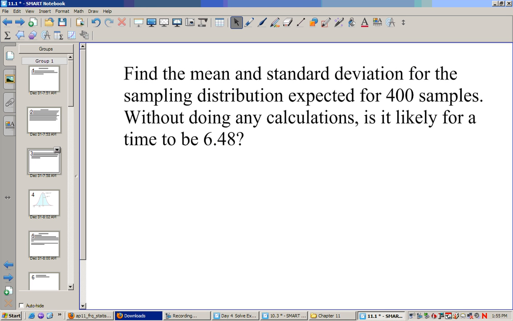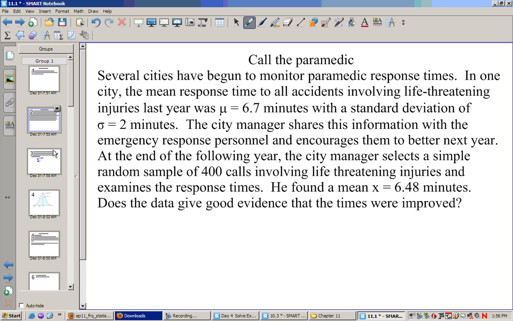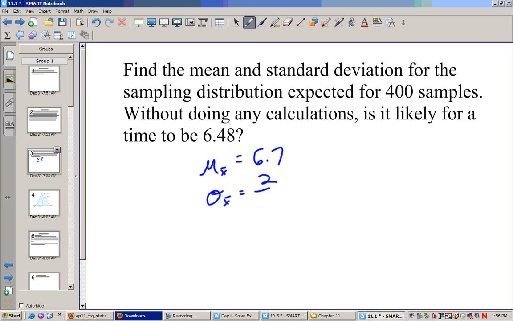Now find the mean and standard deviation for the sampling distribution expected for 400 samples. Well, the mean of 400 samples, so that would be the mean of x bar, would be 6.7. Assuming 6.7 is true, that's what we would expect to get. Now, our standard deviation of x bar, we take our standard deviation from above, which was 2, and divide it by the square root of 400. When I take 2 divided by the square root of 400, I get 0.1.